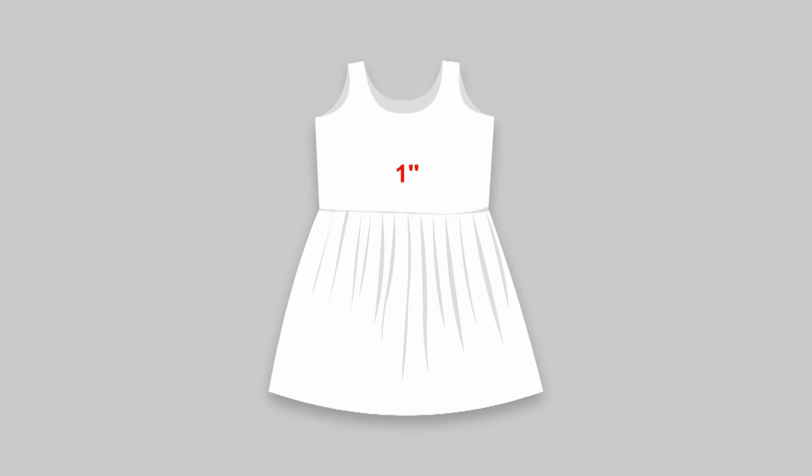We need to add 1 inch of wearing ease and 1/2 inch seam allowance for the side seam to 1/4 of the chest circumference. So, the 1/4 of the chest of 6 inch including the seam allowance becomes 7.5 inches.